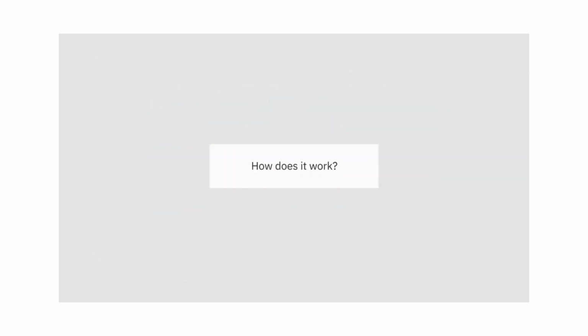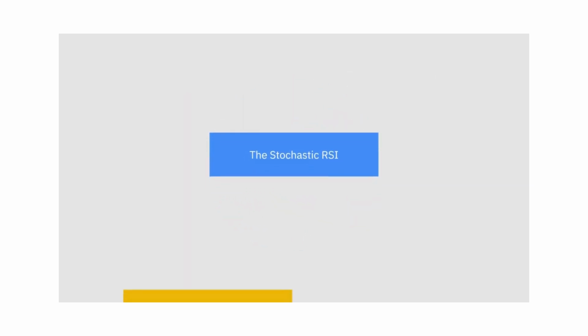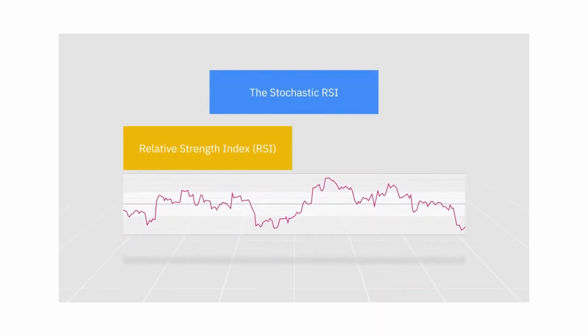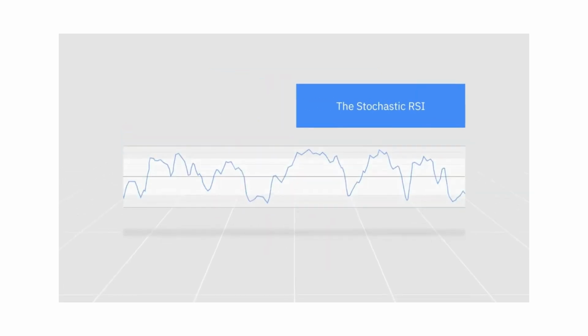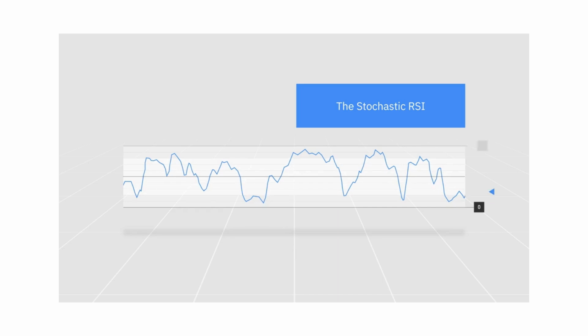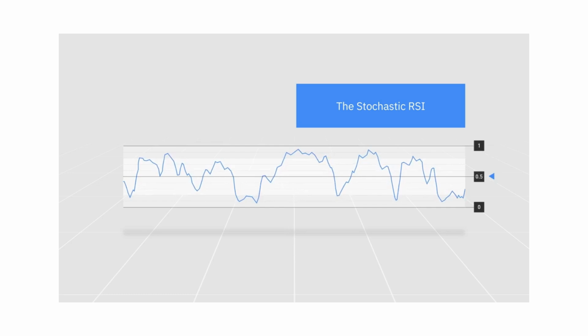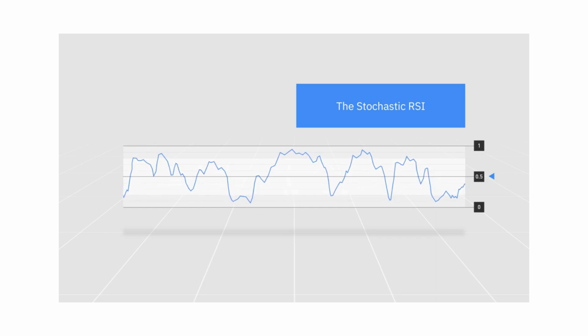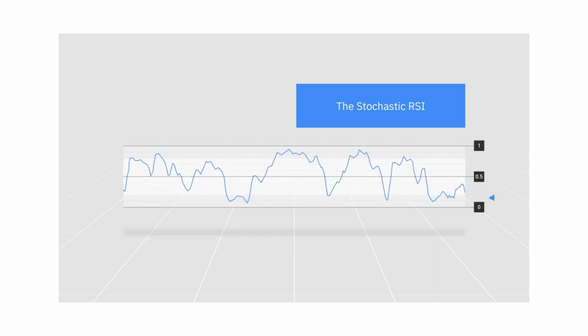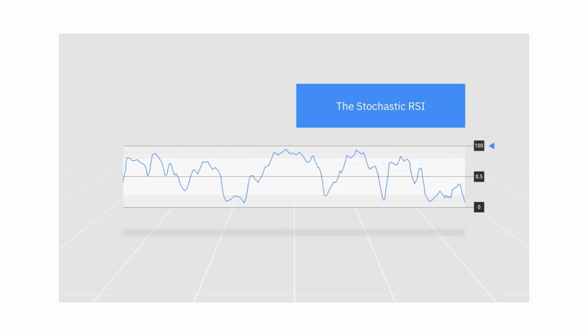But how does it work? As the name suggests, the stochastic RSI is generated from the ordinary RSI indicator by applying the so-called stochastic oscillator formula. The result is a numerical value that goes from 0 to 1 and moves above and below a centerline of 0.5. There are some versions of the stochastic RSI that multiply the results by 100, so the values range between 0 and 100 instead of 0 and 1.